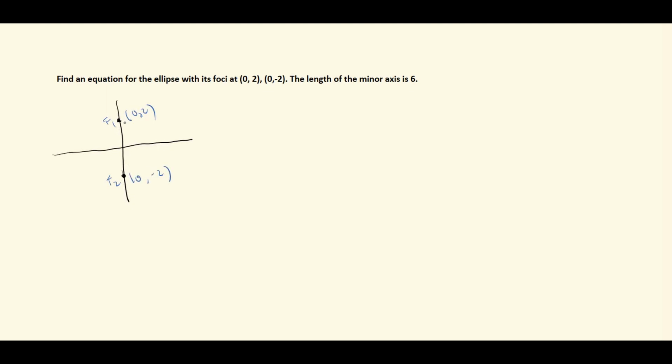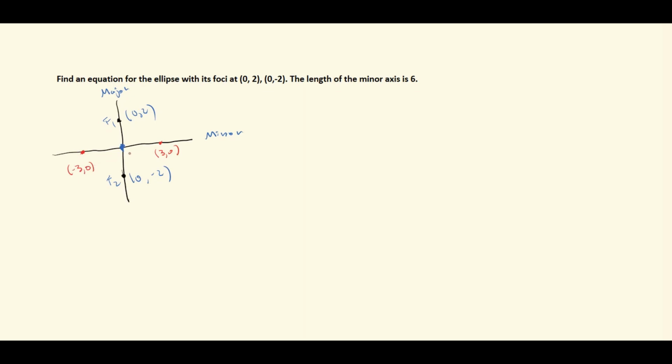If the foci are on the y-axis, that tells us that the y-axis is the major axis. So this is the major. And it tells us that the x-axis is going to be the minor. And we're also given that the length of the minor is 6. So if the total length of the minor axis is 6, that means that it was 3 in either direction of the center, because we know that the center is at the origin. If we go 3 this way, we're going to have a vertex at 3, 0. And if we go this way, we're going to have a vertex at negative 3, 0.